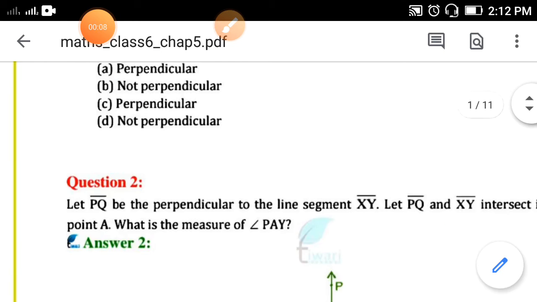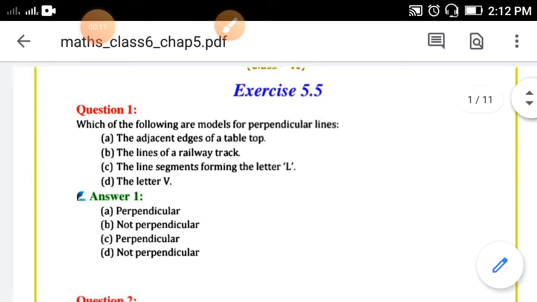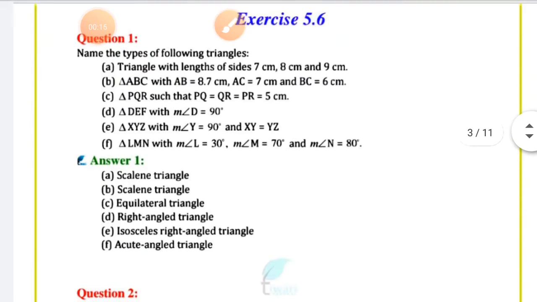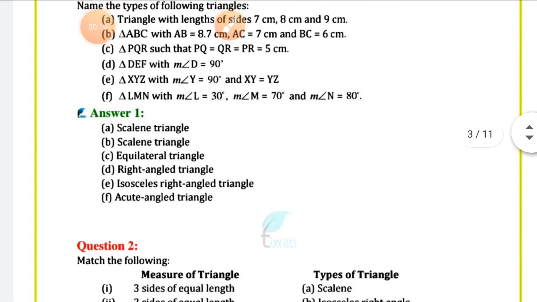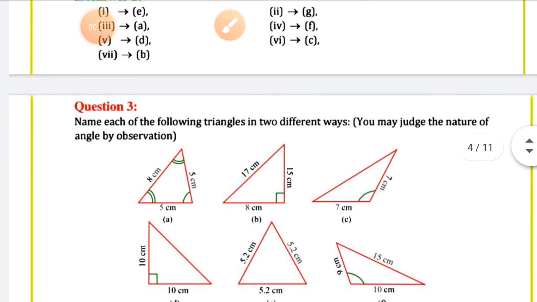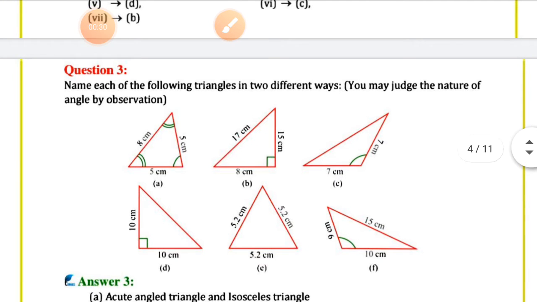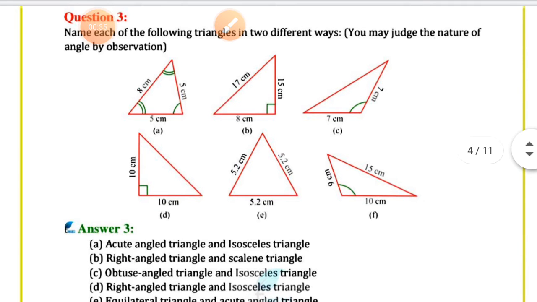Lesson number 5. So, we have finished exercise 5.5, and in exercise 5.6, we have finished question number 1 and 2. Now, we will continue this lecture with question number 3. Name each of the following triangles in two different ways. So that is based on sides and based on angles.